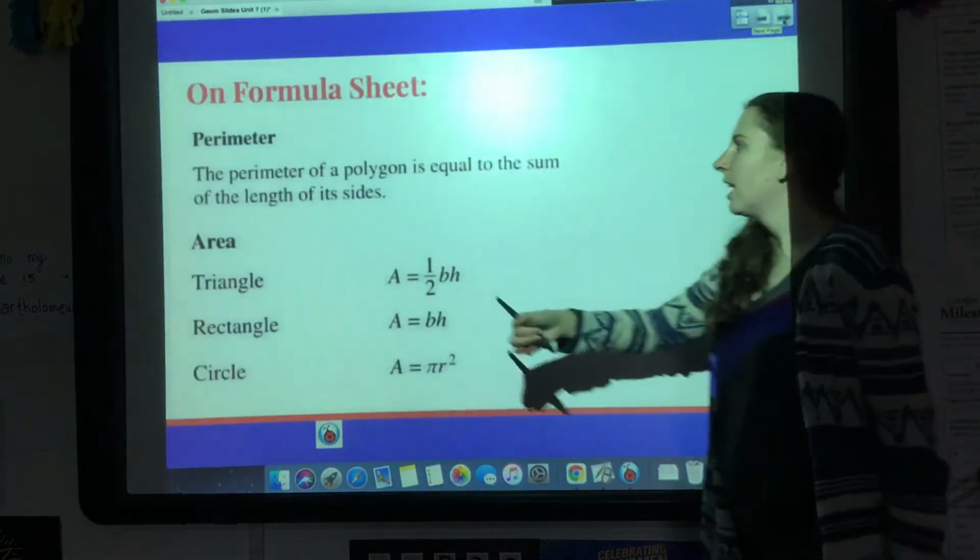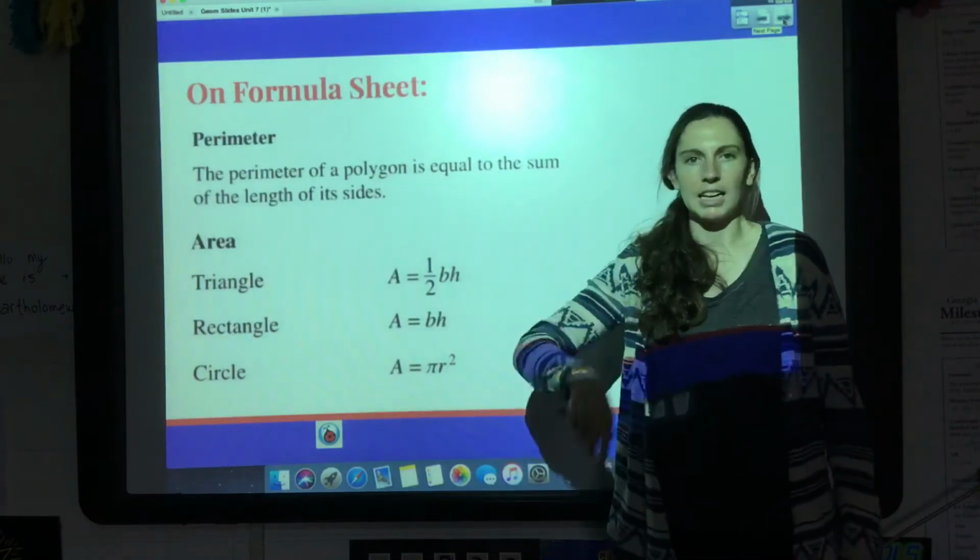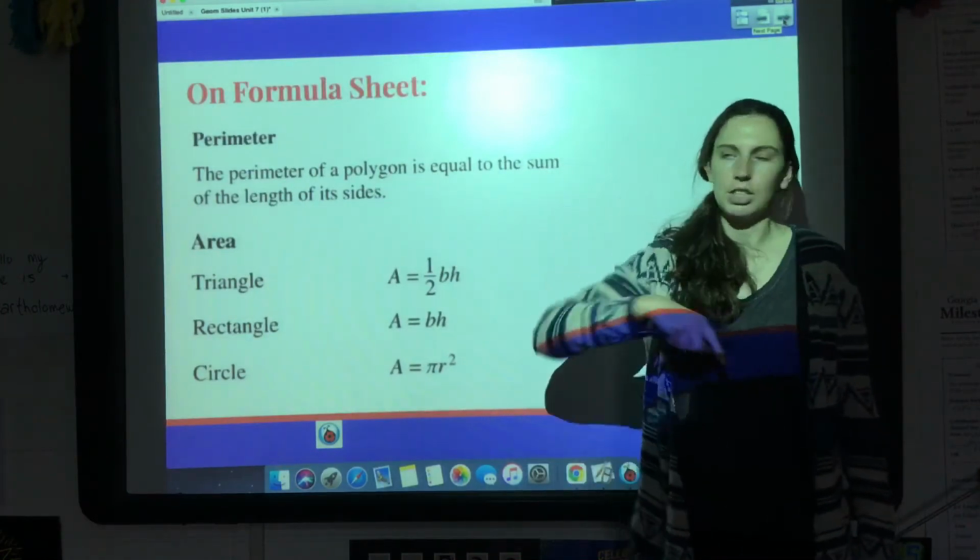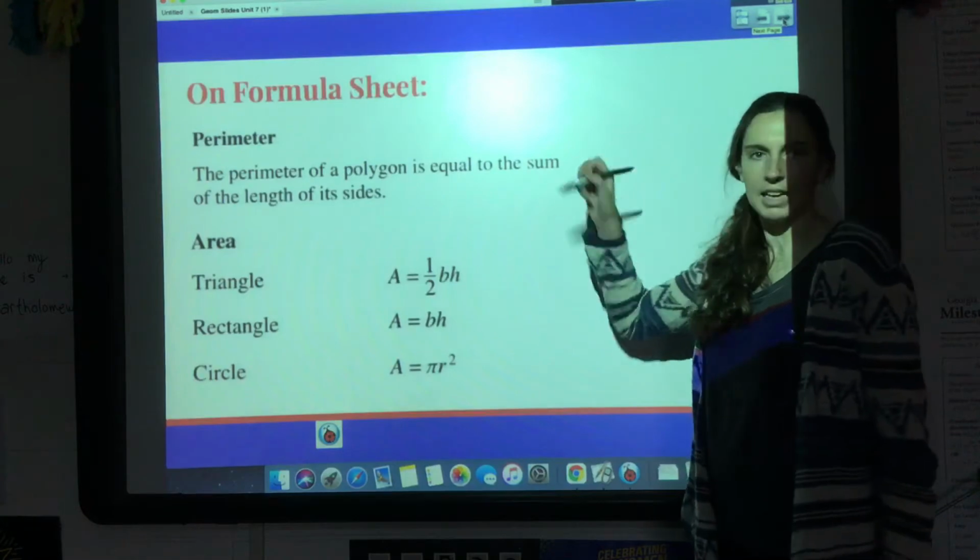Perimeter is the sum of all the sides. It's like around the perimeter of your shape. You add up all the sides of the shape.